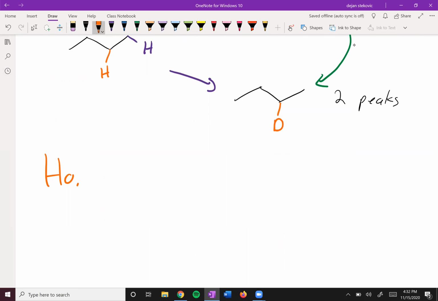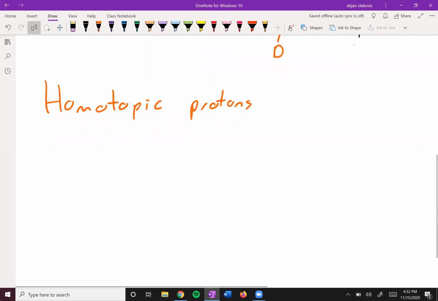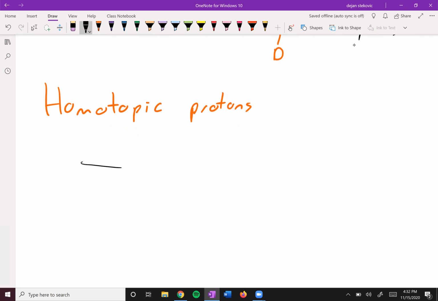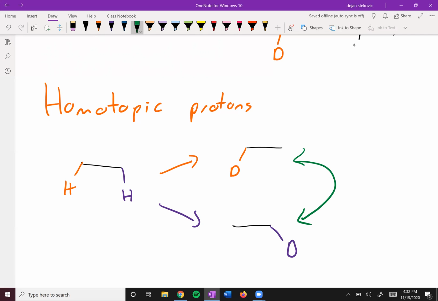Next up, let's take a look at homotopic protons. In this case, that means that they're the same. So let's take a look at ethane, and we can look at two different sets of protons. Let's take the protons on the left and the protons on the right, and try to replace them with a D, a deuterium. So if we replace this with a deuterium, and then replace this with a deuterium, we ask, what's the relationship between these?